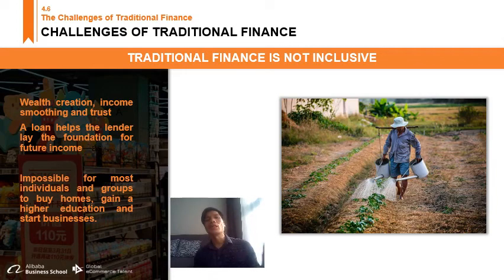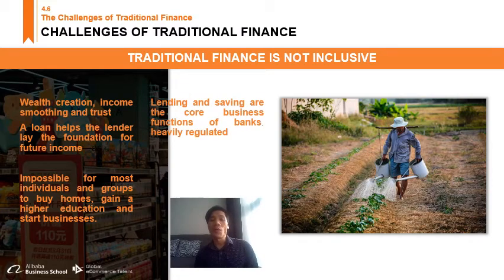Saving, however, is the opposite of lending. Since saving for retirement is about ensuring access to money when one is no longer working, without loans and savings it would be impossible for most individuals or any group to buy homes, gain higher education, or start businesses. Therefore, lending and saving are at the core business function of banks.